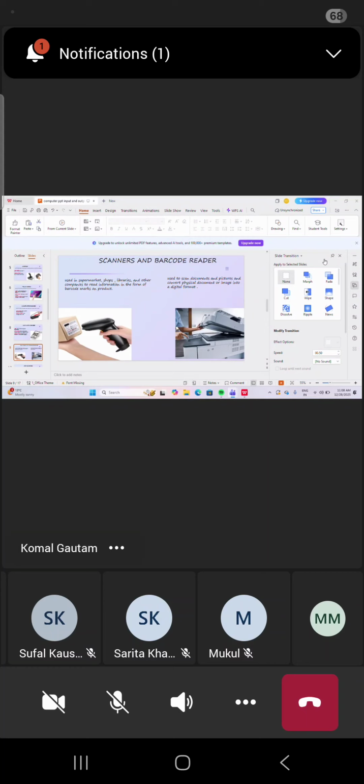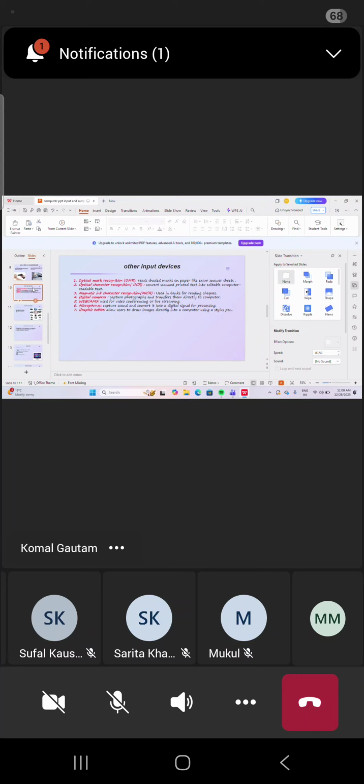Scanners are used to scan documents and pictures and convert physical documents or images into a digital form. Here are some other input devices.